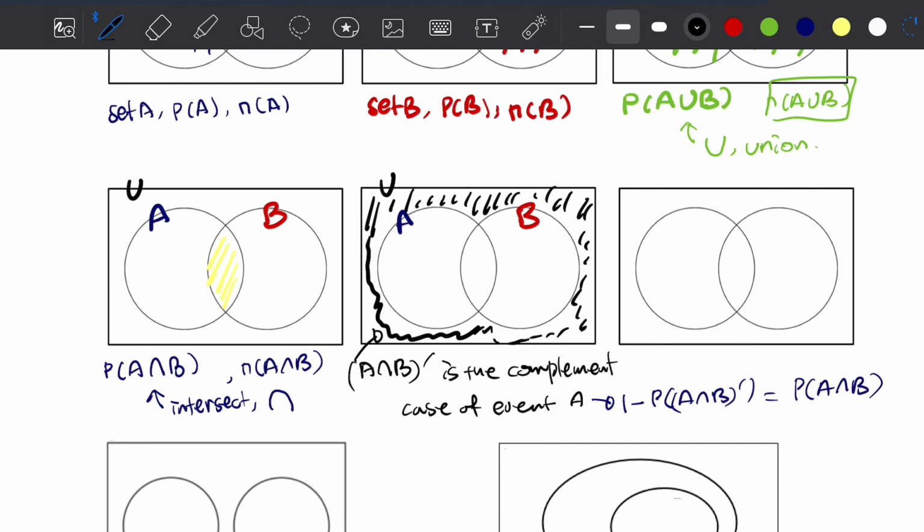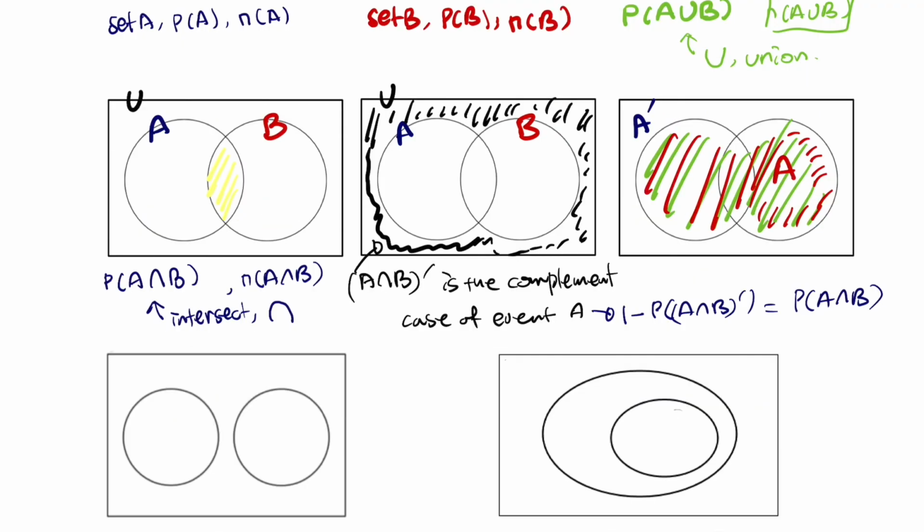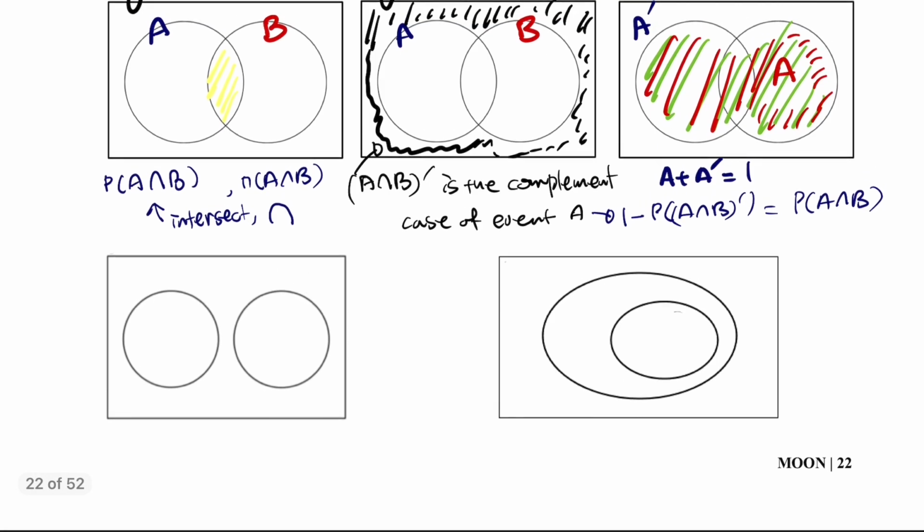Or we can also simply present this case like this: if we have these two events, we can present the whole thing as event A. In that case, outside of this event A is considered the complementary event of event A. Then this Venn diagram represents the case where event A plus the complementary event of event A is equal to 1, right? Then let's talk about the next case.